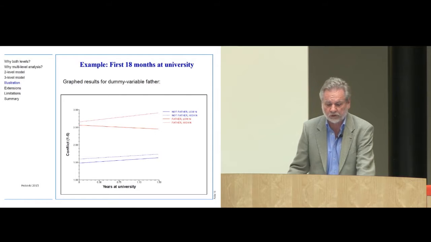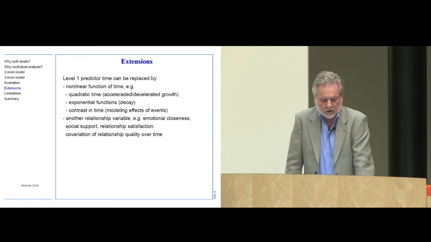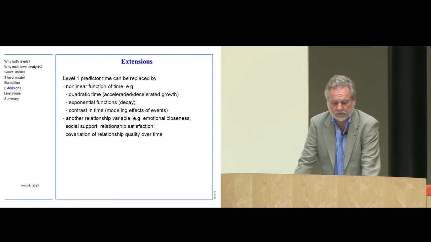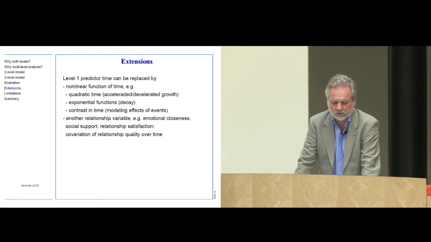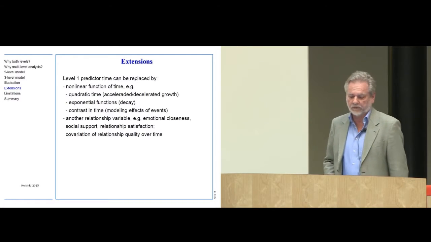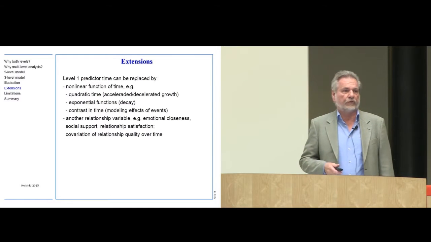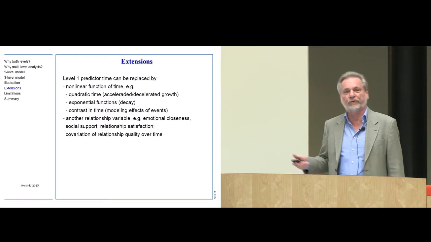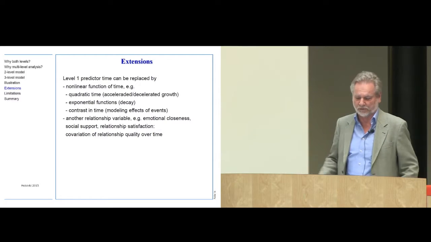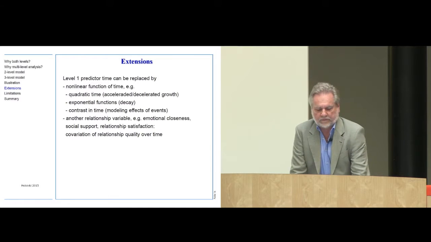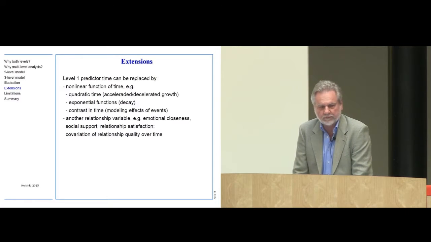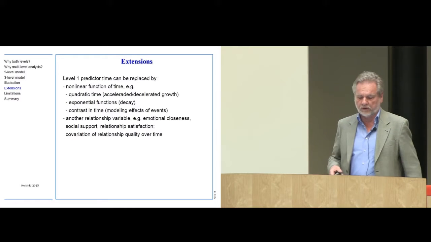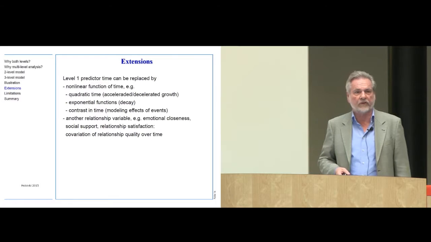Now we can extend this approach. This is very limited right now. By nonlinear functions of time, for example, quadratic time, then we have accelerated or decelerated growth. We can use exponential functions in time, contrast in time, so we can model effects of certain events. What happens in the first spring break with the relationships, for example. We can use, instead of time, another relationship variable, for example, emotional closeness, social support, relationship satisfaction. And then we can study the covariation of relationship quality over time.